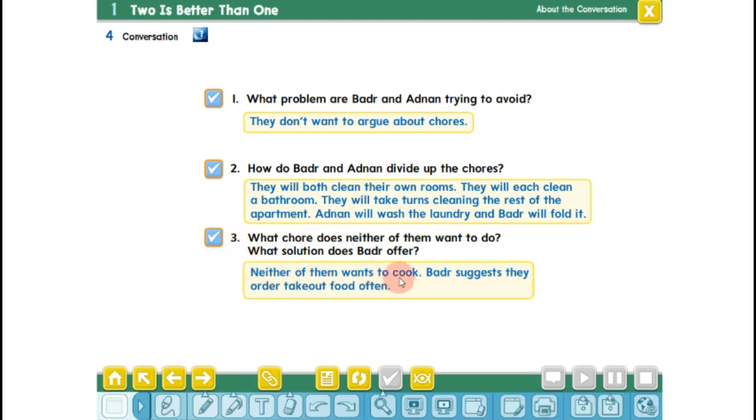Neither of them wants to cook. ولا واحد فيهم بيحب الطبخ. Badr suggests they order take-out food then. يطلب أكل من الخارج.